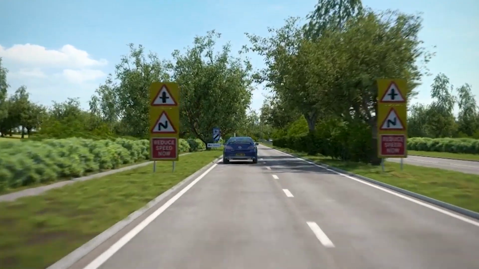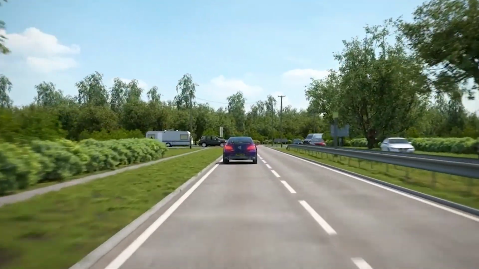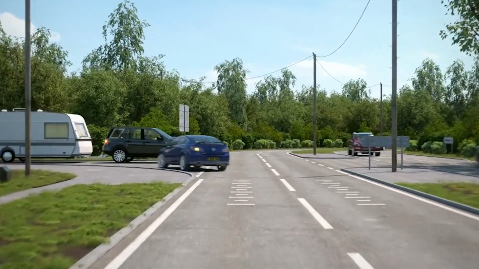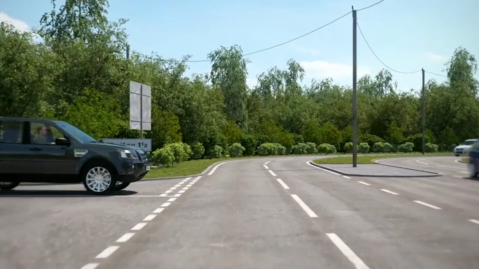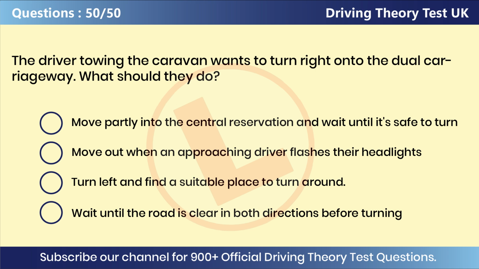Question 50. The driver towing the caravan wants to turn right onto the dual carriageway. What should they do? A. Move partly into the central reservation and wait until it's safe to turn. B. Move out when an approaching driver flashes their headlights. C. Turn left and find a suitable place to turn around. D. Wait until the road is clear in both directions before turning. D. Wait until the road is clear in both directions before turning.